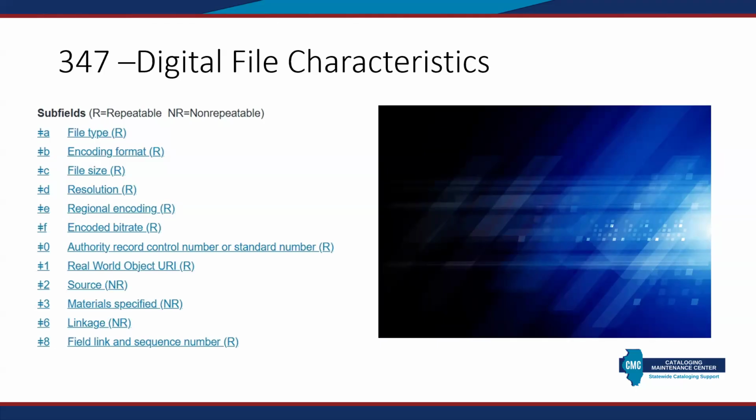Subfield E, much like physical DVDs, streaming video might also be coded for a specific region. It goes here in subfield E if that is the case. Subfield F is the speed at which the streaming audio or video plays, or the encoded bit rate. Use subfield F to record the bit rate in kilobits per second.